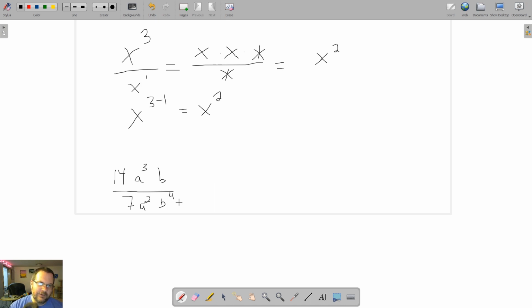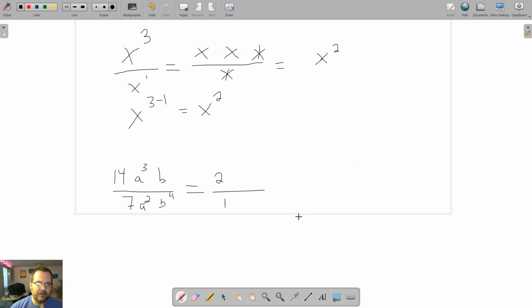So dealing with this, we're going to do kind of the same thing we did with the multiplying bases, but we're going to deal with the number part first. So first we're going to deal with 14 over 7. So 14 over 7 as a fraction can reduce down to 2 over 1. A to the third over a to the second, if we subtract those exponents, we get a to the first.